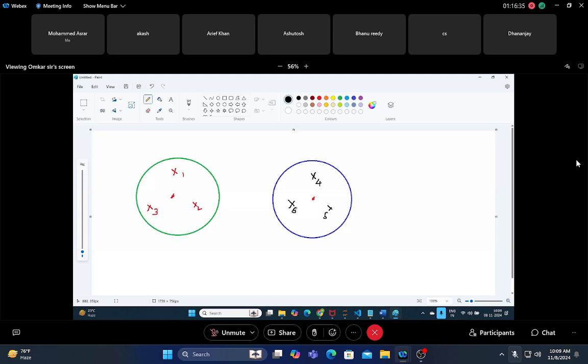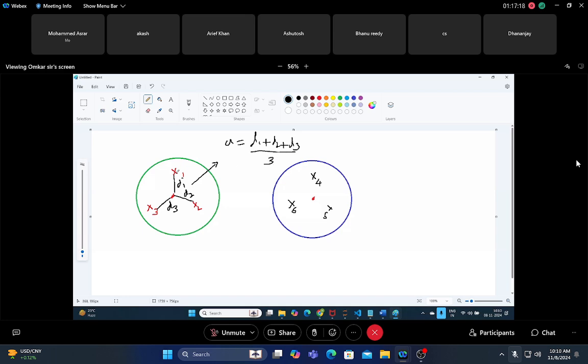Now the distance between these points is D1, D2, D3. You are calculating the distances. So for the distances D1, D2, D3, you will take the average. So A is equal to D1 plus D2 plus D3 divided by 3. We'll take the average.